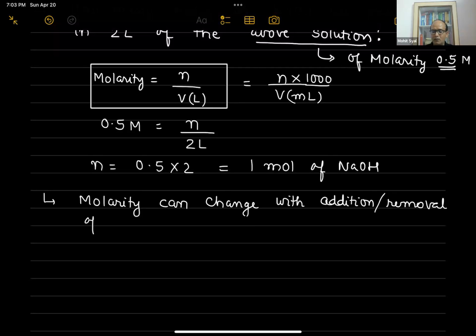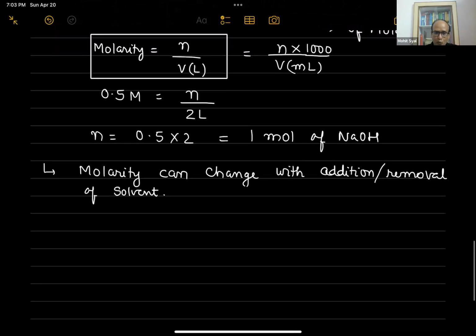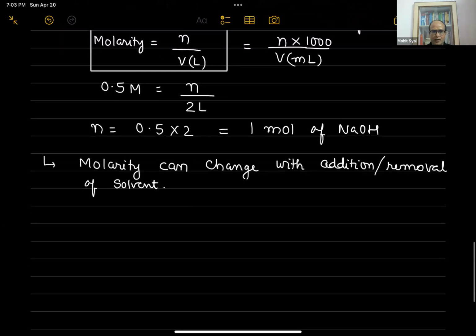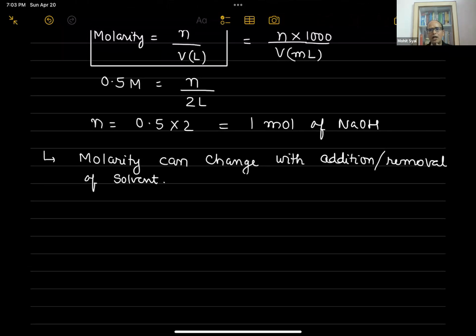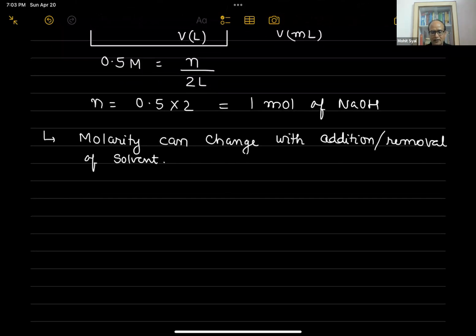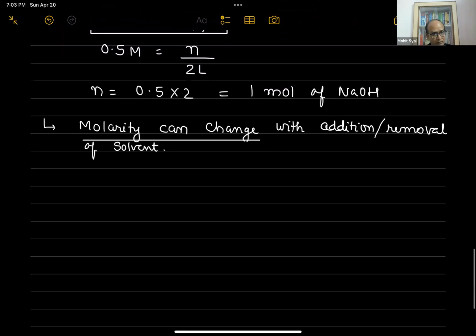Addition or removal of solvent, right? So if you add more water, the volume will increase, the solution will become more dilute, and the molarity will be less. Suppose if you keep a solution in sun, the water will get evaporated and its molarity will increase. Okay, is it clear? So molarity can change with addition or removal of solvent. I hope this is clear to you, right?